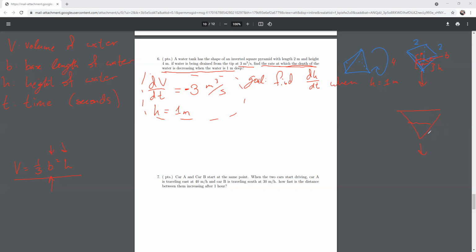So how do we find the base? This is actually pretty tough. What we're going to do is look at similar triangles. We have not used the information that the base of the whole pyramid is of length 2 and the height is of length 4. Let's try to use it. So similar triangles. This right here is a similar triangle to this whole thing. So we can use that.